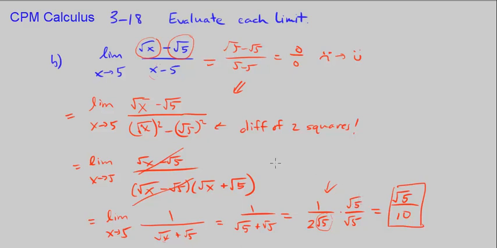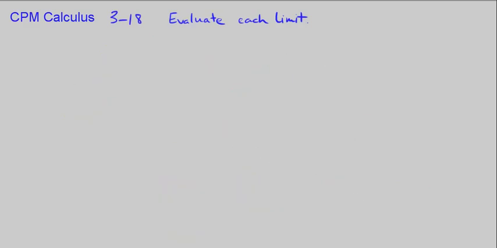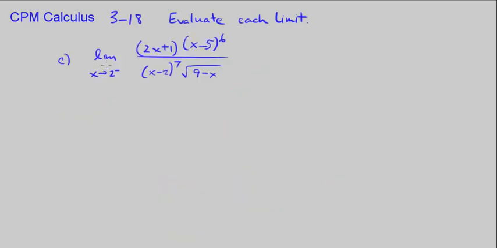Okay, now let's go on to part C. For part C, we're asked for the limit as x approaches 2 from the left of (2x plus 1) times (x minus 5) to the 6th power over (x minus 2) to the 7th power times the square root of 9 minus x.